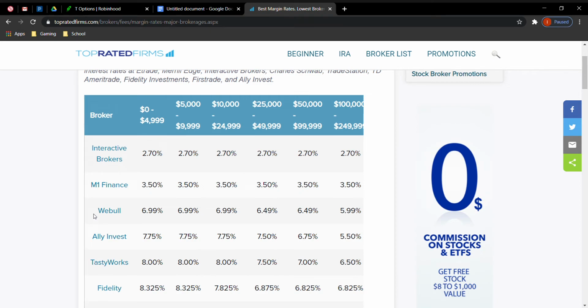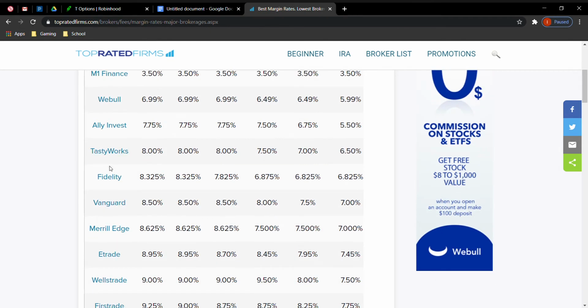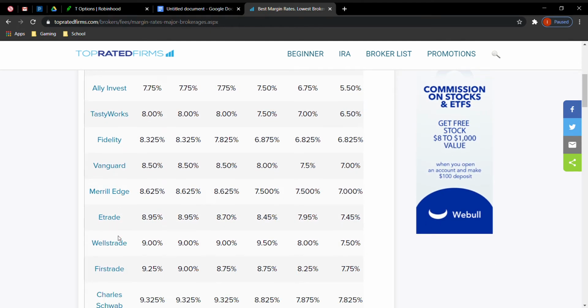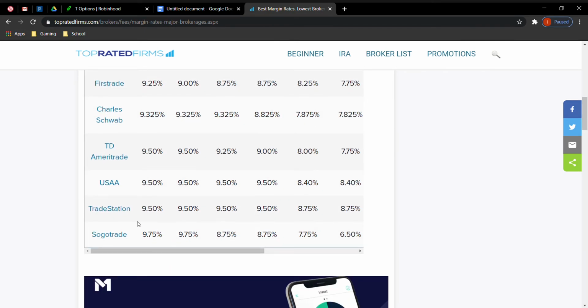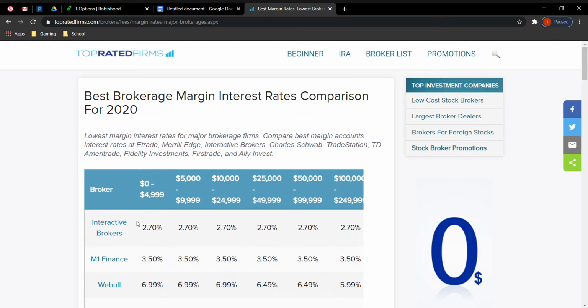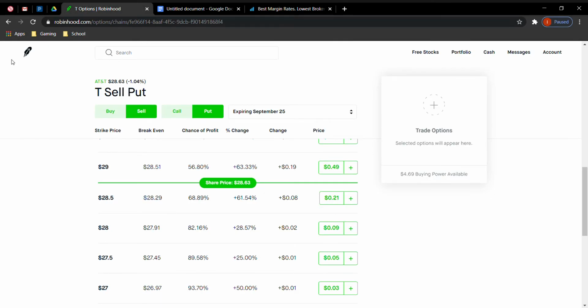But if you look at the interest rates, just for lower money, 0 to 5,000, you're looking at 7% to 6%. And then even here on the higher end, E-Trade and Schwab, you're looking at almost 9.5%, almost 10%. So just off the percentage of borrowing such a little money, I do recommend Robinhood just because it seems easier to navigate.